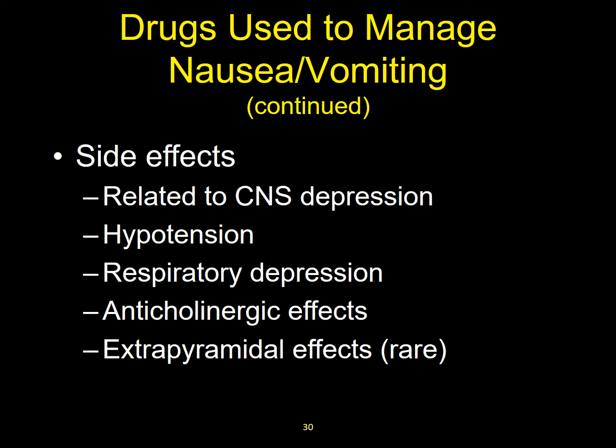Anticholinergic effects are a given, because nausea and vomiting are usually cholinergic responses. So if you want to suppress them, you have to give anticholinergics. And then extrapyramidal effects. These are the potential concerns for people who take the pro-motility agent Reglan. Again, most of the time it's fine.